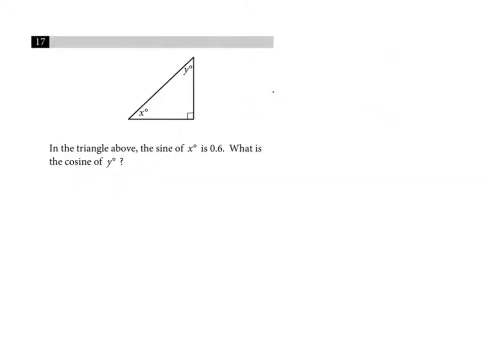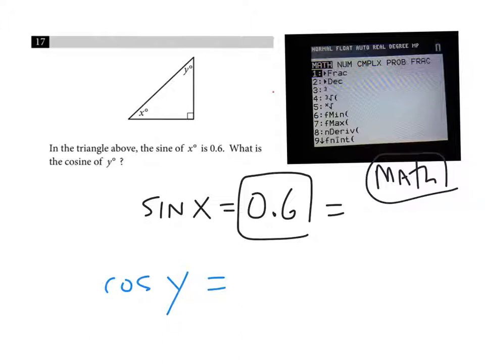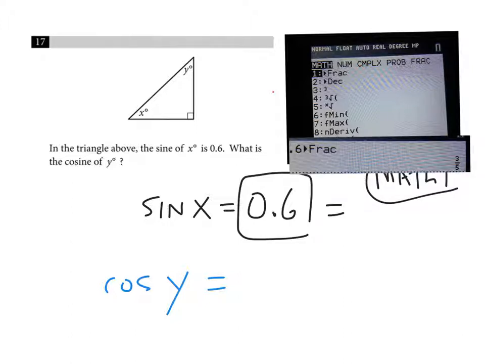Problem number 17. In the above triangle, the sine of x is equal to 0.6. And this question is asking you for the cosine of y. Well, what I'm going to do is this. I'm going to turn 0.6 into a fraction on my calculator. And the way you do that is you press the math button on your calculator and choose option 1. So here, 0.6 is the same as 3/5.